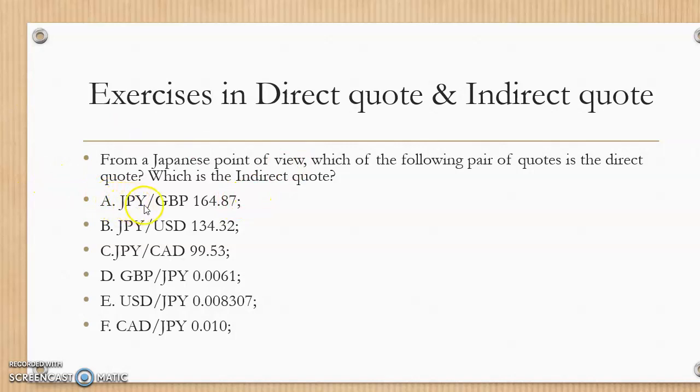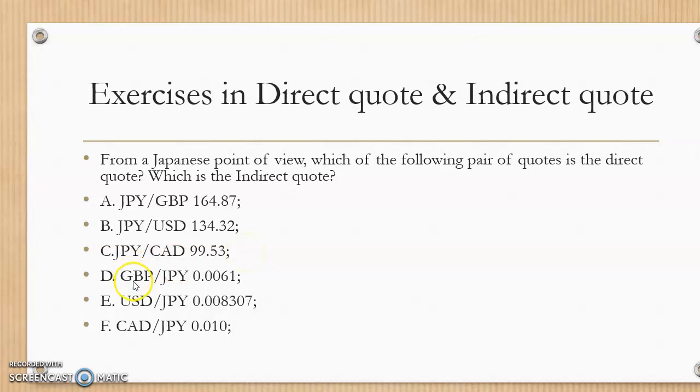So the first one is JPY over GBP, which is Japanese yen over the Great Britain pound, which is 164.87. Now, if you look at this, this is a direct quote. I have already told you a direct quote is one where 1 unit of a foreign currency is expressed as some unit of a domestic currency. So in this case, for Japanese, JPY is the home currency. Therefore, this is the direct quote. Second one also, here you have the same Japanese yen over USD, which is a direct quote. Another example is Japanese yen over Canadian dollar, which is also a direct quote.